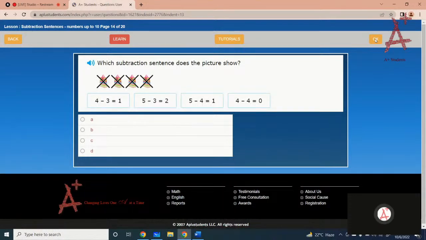Okay, so you are given 4 of the figures. Which subtraction sentence makes the statement picture true? You are given 4 pieces of the cake, and out of the 4, all 4 are crossed out, isn't it? So 4 subtract 4 is 0. Option number D is the correct one. A, B, C, D. So D is 4 subtract 4. Got it?